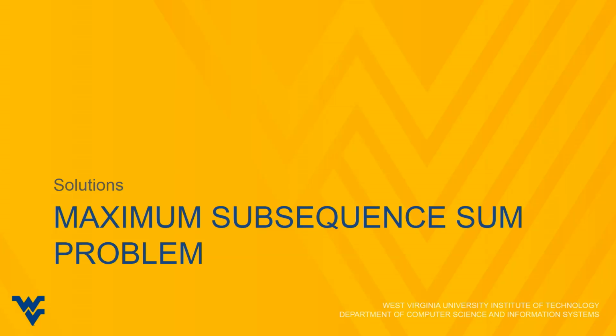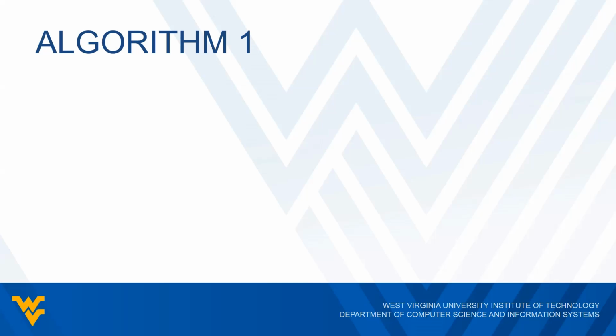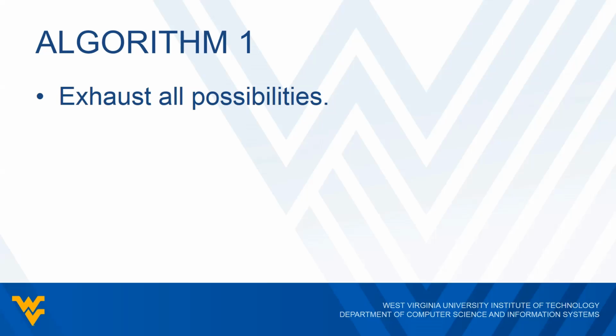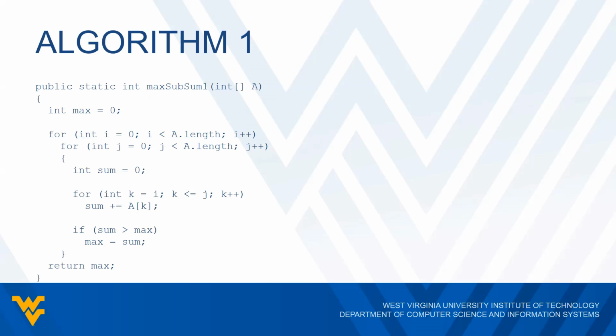We'll now look at the algorithms for solving the maximum subsequence sum problem. The first algorithm is actually the simplest of all the algorithms. All we're going to do is just exhaust all possibilities. So we're going to look at all possible subsequences in our sequence and figure out which one is the largest of all these possible subsequences.